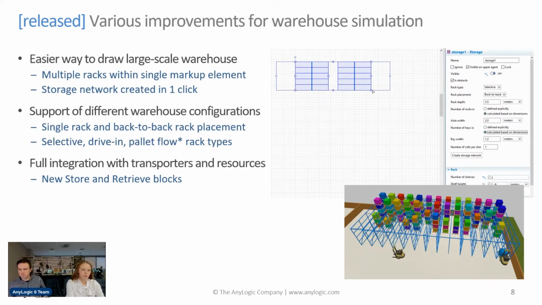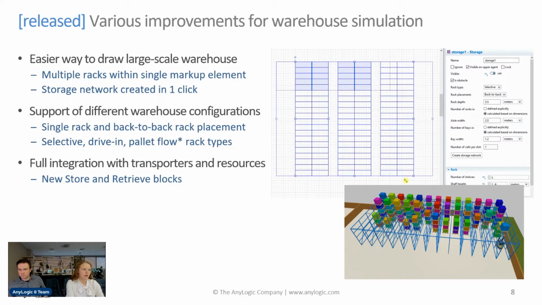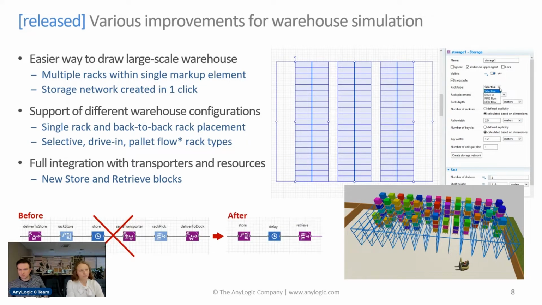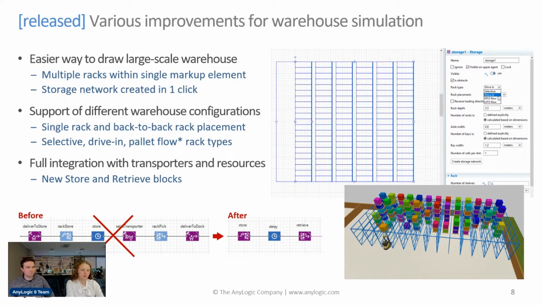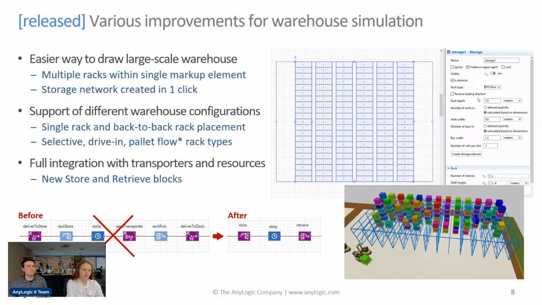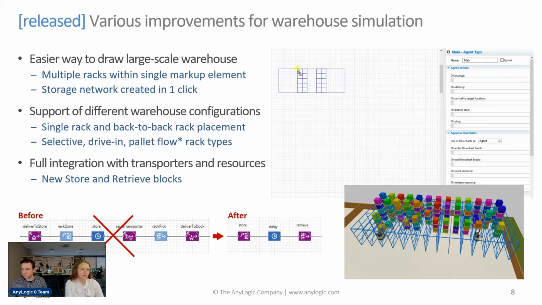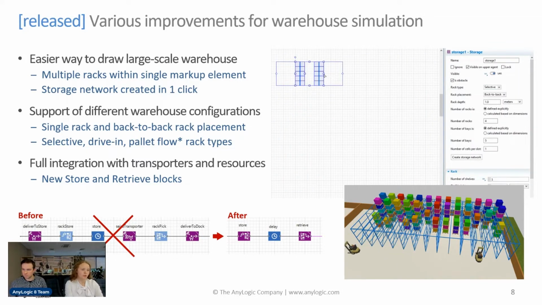To support the work of this element, we also added store and retrieve flowchart blocks. These blocks contain all the logic that it takes for resources or transporters to take the agent from its original position to the storage, and also to take the item from the storage and put it in the target location. By doing this, we could shorten your flowcharts, and at the same time, they stay quite easy to understand.